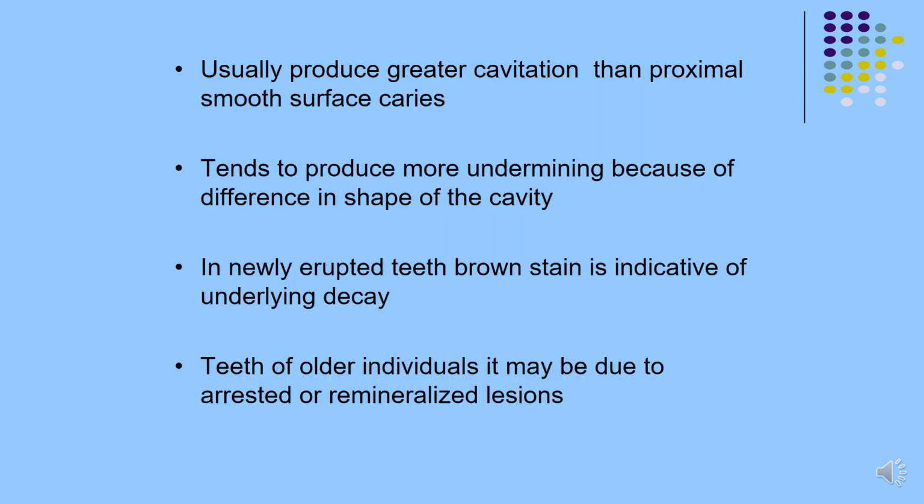Pit and fissures usually produce greater cavitation than proximal smooth surface caries, because of the anatomy of the pit. There is a lot of content available, and it is easier for the bacteria to escape mechanical cleaning, which is why they produce larger cavitation and tend to produce more undermining, because of the difference in shape of the cavity. In newly erupted teeth, brown stain is indicative of underlying decay. In teeth of older individuals, it may be due to arrested caries.